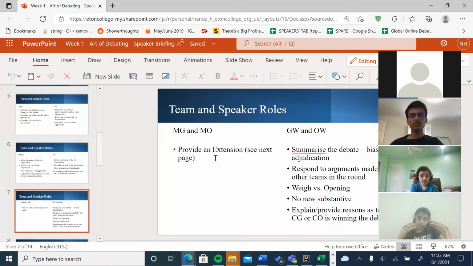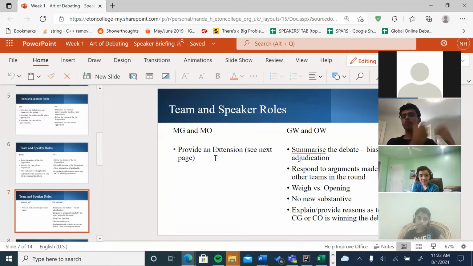But the second speakers, or the whip speakers, generally need to summarize the debate in a biased adjudication of sorts. So you want to go through the debate, explain what arguments were said, and generally try to demonstrate why your side is winning. And you want to then respond to the arguments made by the other teams in the round.